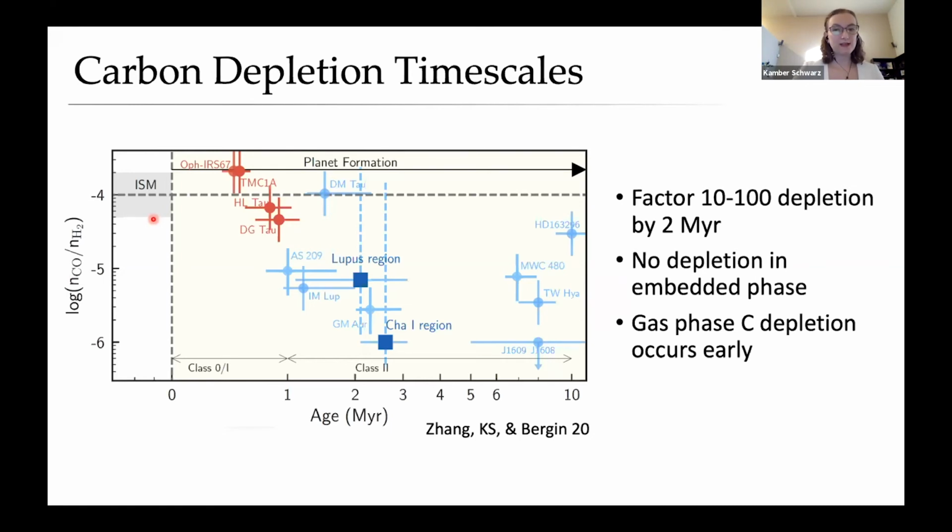And what this is telling us is that whatever process is removing carbon from the CO occurs very early on, around the 1 million year mark. And exactly what that mechanism is, I am going to leave to the other speakers today.